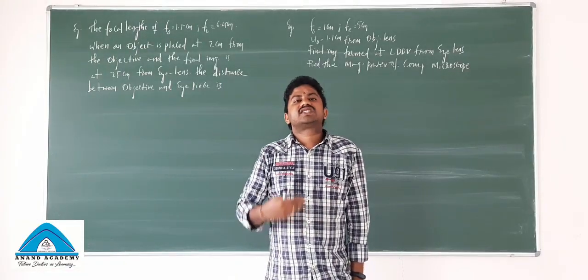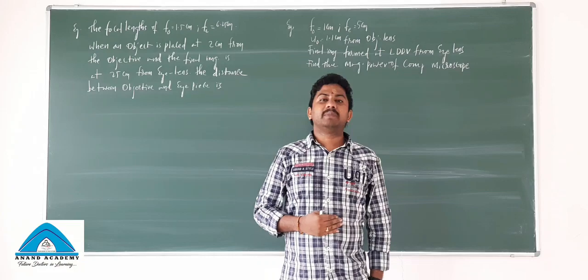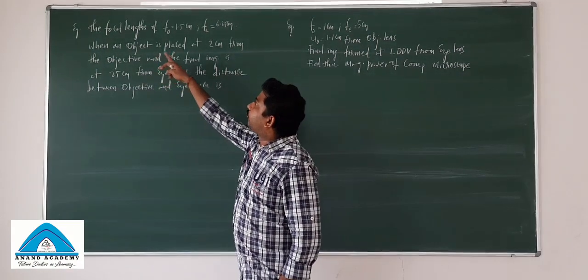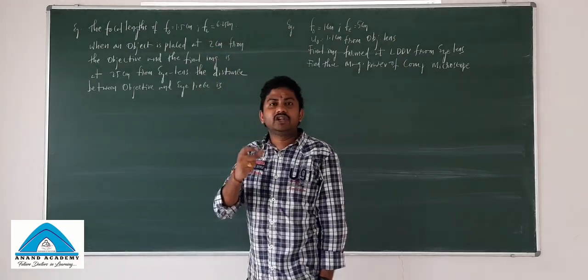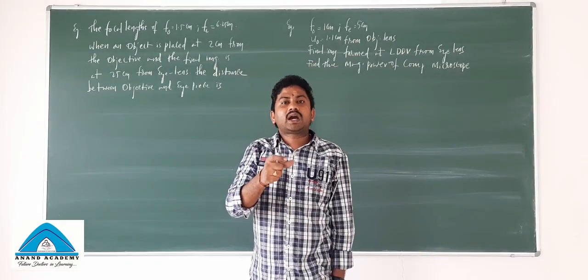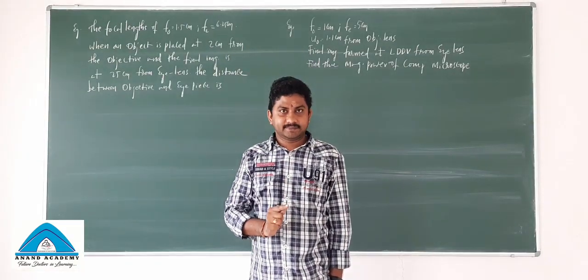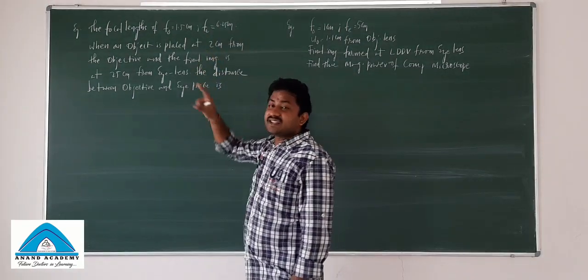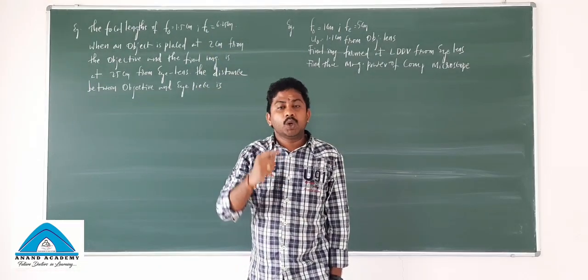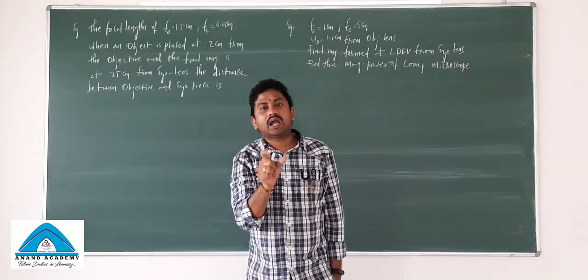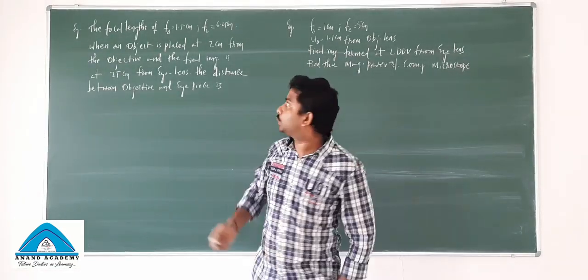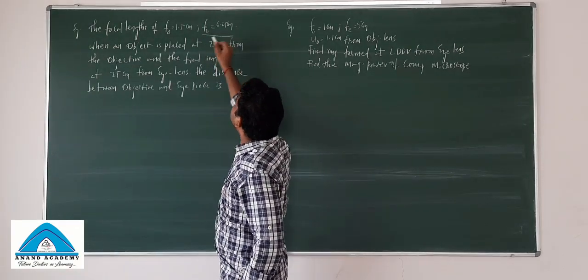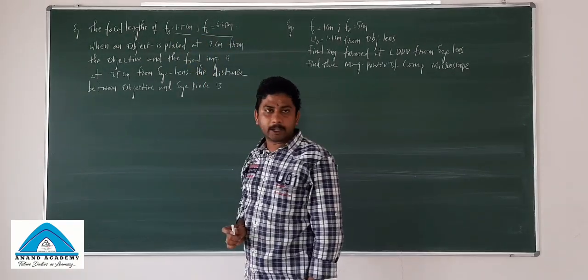Let us solve some more questions based on compound microscope. The focal lengths are F0 and Fe. F0 is the focal length of the objective lens, and Fe is the focal length of the eyepiece. Which must be more? The focal length of the eyepiece must always be greater in a compound microscope. So this is 6.25 and this is 1.5.